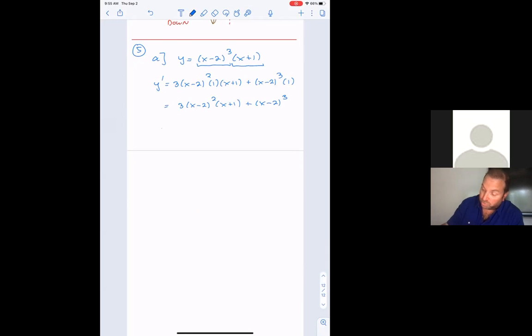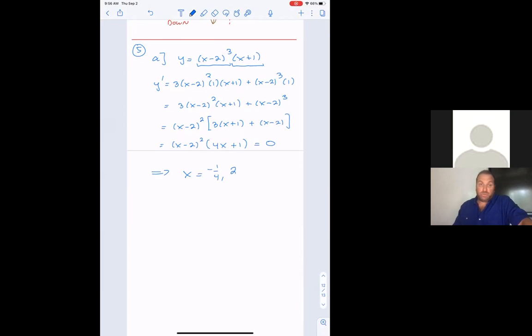If I want to set this equal to 0, the first thing I'm going to do is factor. Both terms have an (x minus 2) squared. First term, I have a 3 times an (x plus 1) remaining. Second term, I have an (x minus 2) remaining. So this becomes (x minus 2) squared, and then I'm going to multiply this out. 3x plus x is 4x, 3 minus 2 is plus 1. So I have (x minus 2) squared times (4x plus 1). Set it equal to 0 to solve, and I get x is equal to negative 1/4 and x is equal to 2. So I have two locations that might be a max and might be a min.